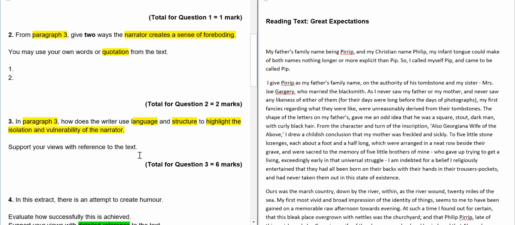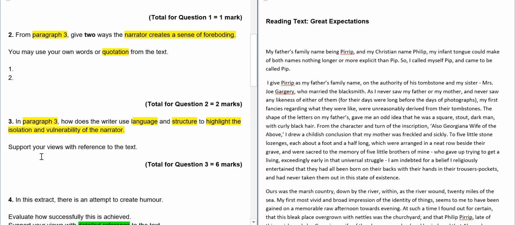And then the other thing that's essential here is that within the views you give, within your examples, you need to cover both language and structure. And those points need to be linked to the question focus. So this time it's how, the ways in which the writer uses language, so these could be particular language devices, and structure to highlight the isolation and vulnerability of the narrator. Okay, so take a second, let that sink in.